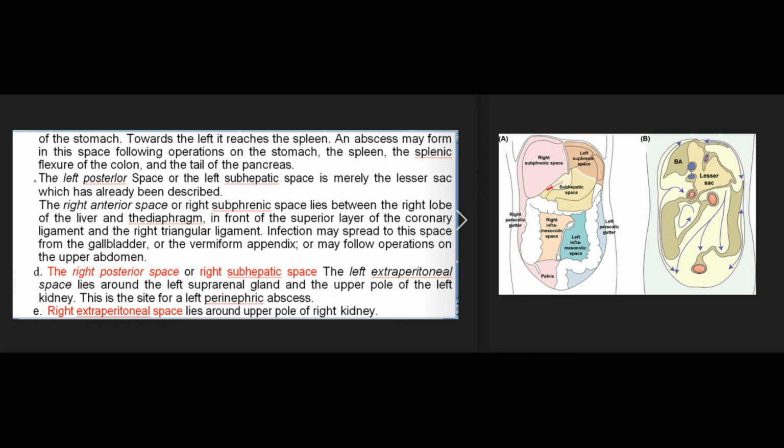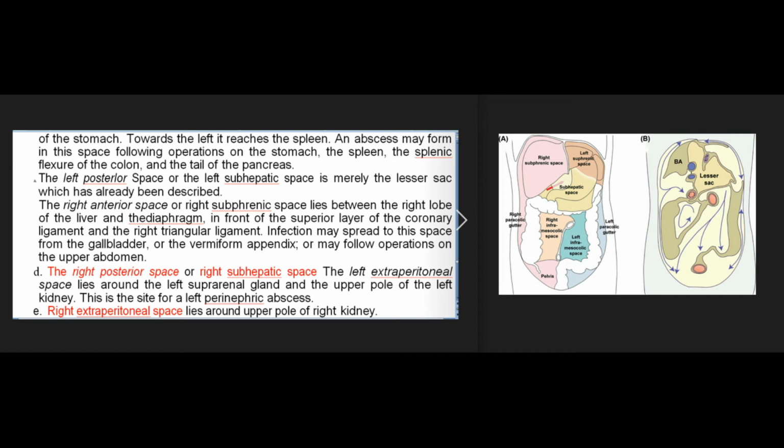The left posterior space, or the left subhepatic space, is merely the lesser sac which has already been described. The right anterior space, or right subphrenic space, lies between the right lobe of the liver and the diaphragm, in front of the superior layer of the coronary ligament and the right triangular ligament. Infection may spread to this space from the gallbladder, or the vermiform appendix, or may follow operations on the upper abdomen. The right posterior space, or right subhepatic space.